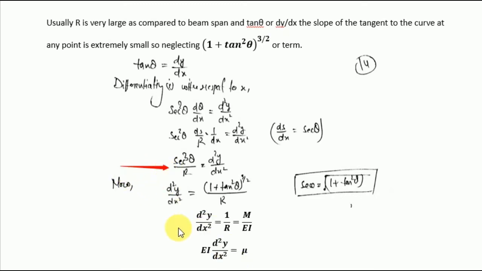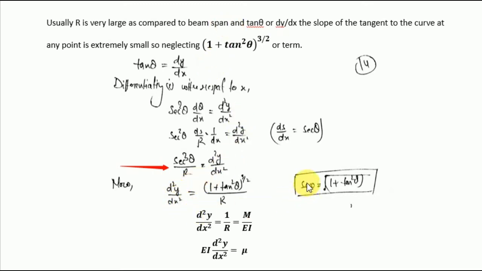We have this relation, and we know that, as you can read here, usually r is very large as compared to the beam span. Then tan theta or dy upon dx, the slope of the tangent to the curve at any point, is extremely small. So the term theta is very small compared to the radius r, and the term 1 plus tan square theta to the power 3 upon 2 is also extremely small, so we can neglect it. Exactly as we did here.